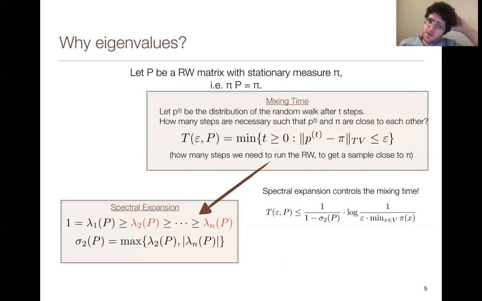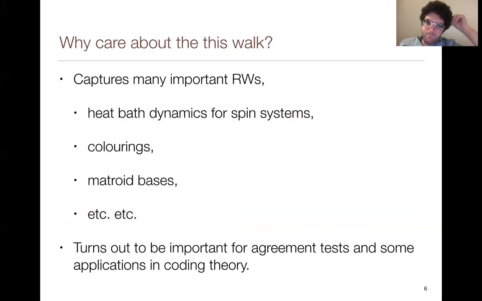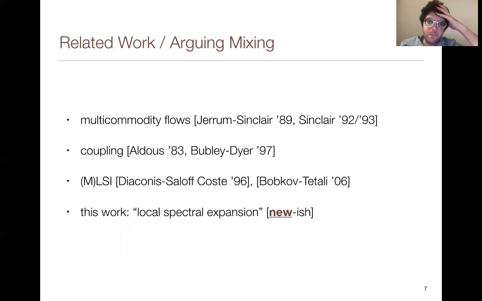So what we want to do to show fast mixing is showing that the second singular value is bounded away from 1. Okay, why do we care about this random walk model? We care about this random walk model because it captures many important random walks that are of interest in both combinatorics and MCMC areas. And also it turns out to be important for agreement tests and some applications in coding theory. So it turns out to be an interesting model of random walk to look at.